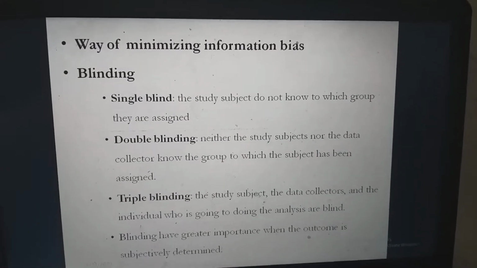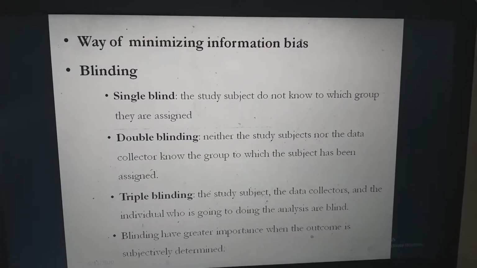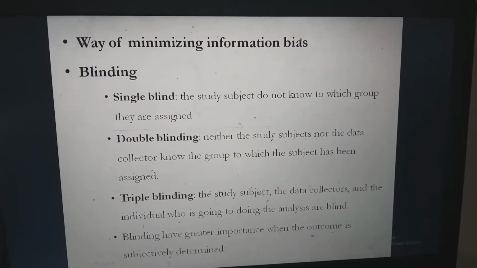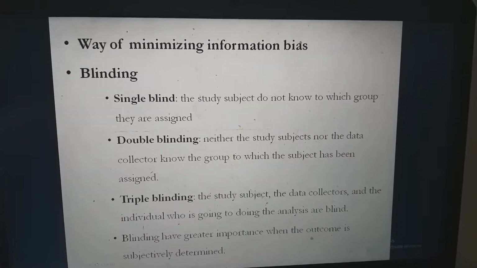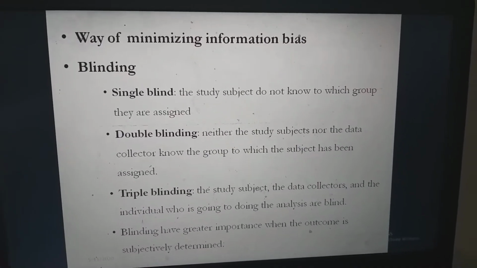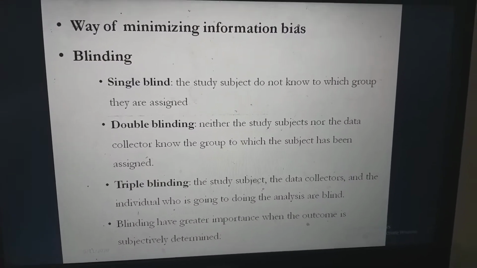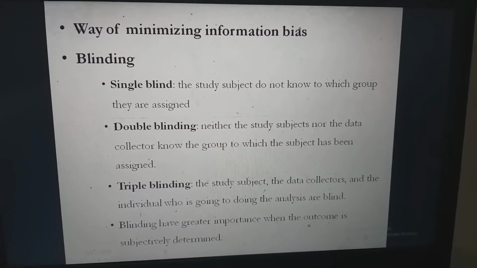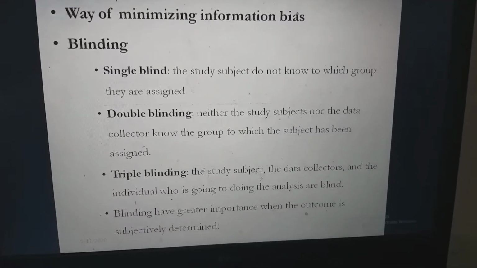Ways of minimizing information bias? It is blinding. We are going to classify this as single blinding, double blinding, and triple blinding. Single blinding means the study subjects do not know to which group they are assigned. Double blind, when neither the study subjects nor the data collector know. It can be study subject and data collector.